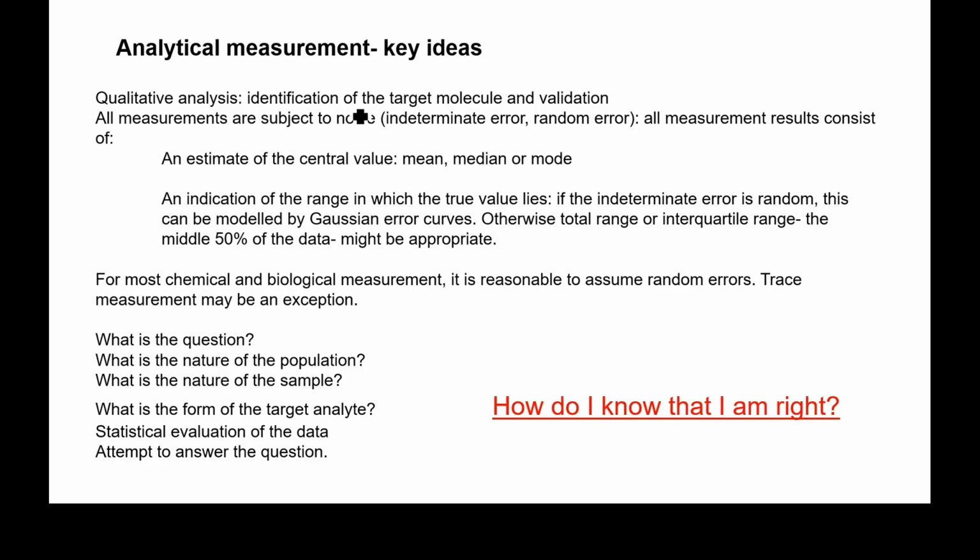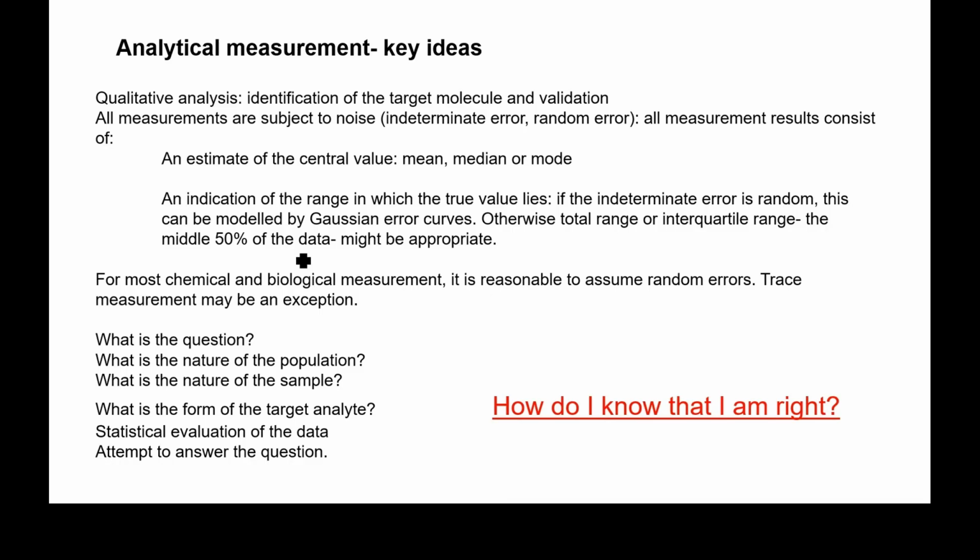And if the indeterminate error is random, we can model this with Gaussian error curves, which gives us a bunch of statistical arithmetical tools that we can use. But otherwise, if it's not Gaussian noise, it may be more appropriate to report the total range. If it's a handful of measurements, that's usually the right thing to do. Or the interquartile range, the middle 50% of the data, might be more appropriate, and report the median or the mode. For most chemical and biological measurements, it's reasonable to assume random errors because we have so many uncontrolled sources of error in our experiments that they are effectively random.